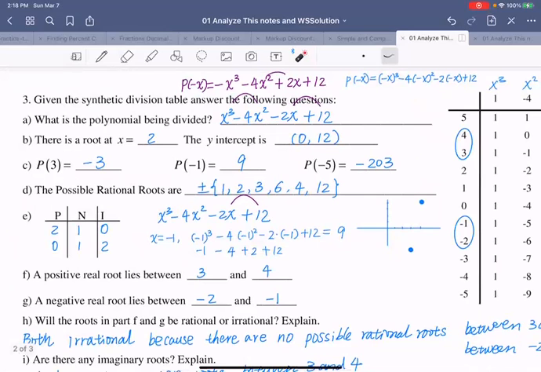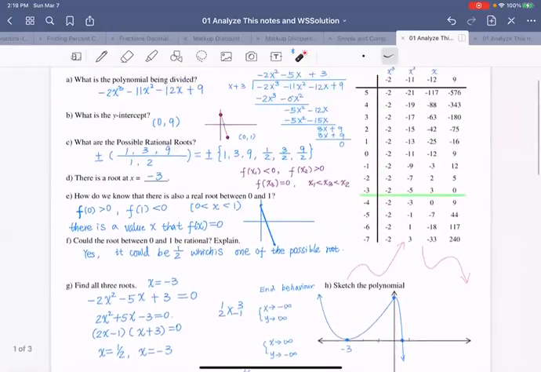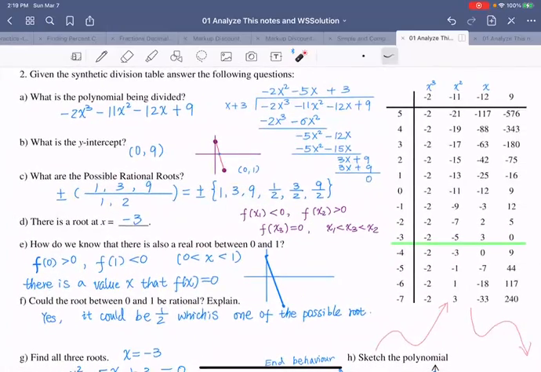Now, next question is even harder. Will the roots in part f and g be rational or irrational? So this comes to the same question with what we did earlier with Aiden. In this question here, you have a real root between 0 and 1, because this is the place where you switch the sign.